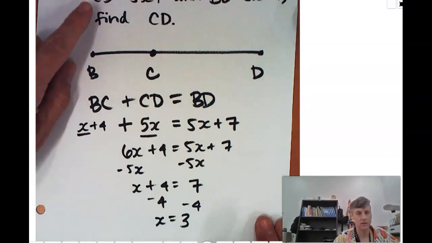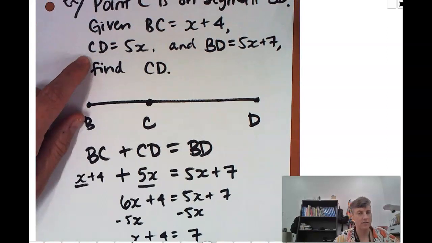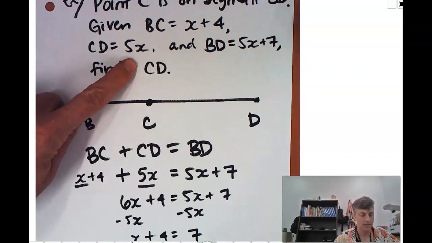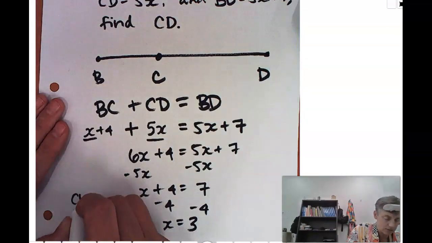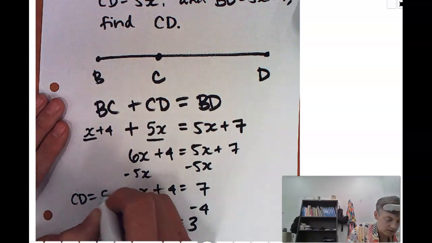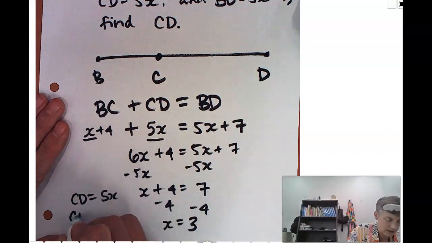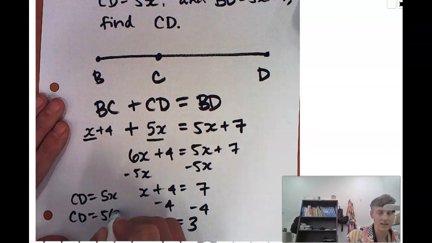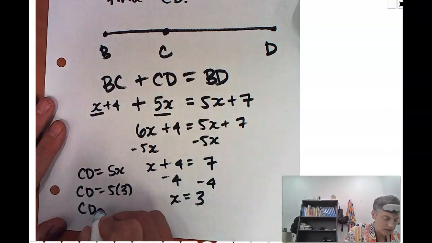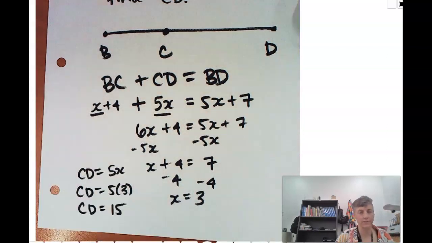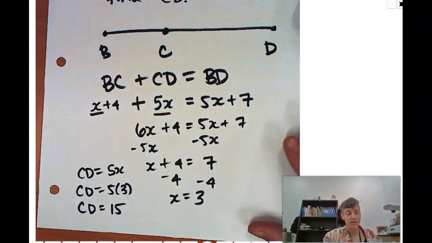what? 5x. So I'm going to plug 3 in for x in 5x. You just rewrite CD equaled 5x. So CD equals 5 times 3, because we solved for x already. So CD must equal 15. Et voila. That's it. That's segment addition in a nutshell.